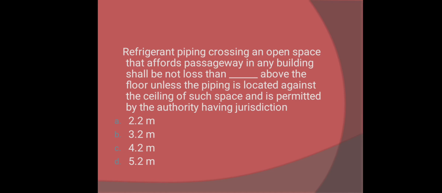Next, refrigerant piping crossing an open space that affords passageway in any building shall be not less than blank above the floor unless the piping is located against the ceiling of such space and is permitted by the authority having jurisdiction. Letter A, yung sagot dyan, 2.2 meters.